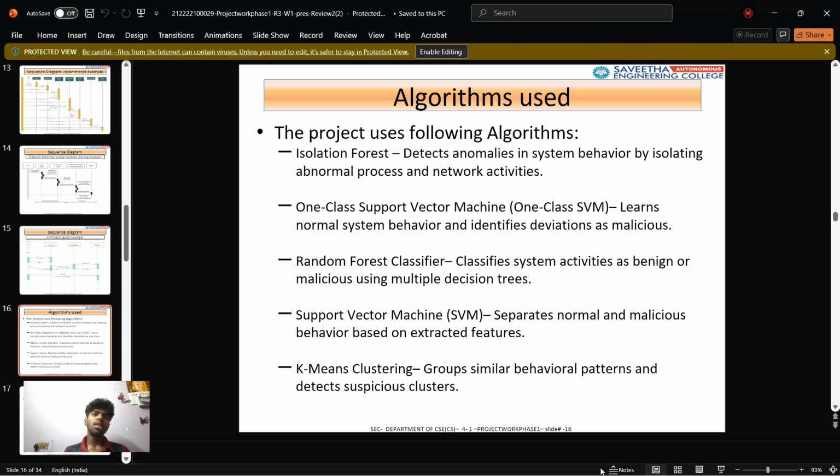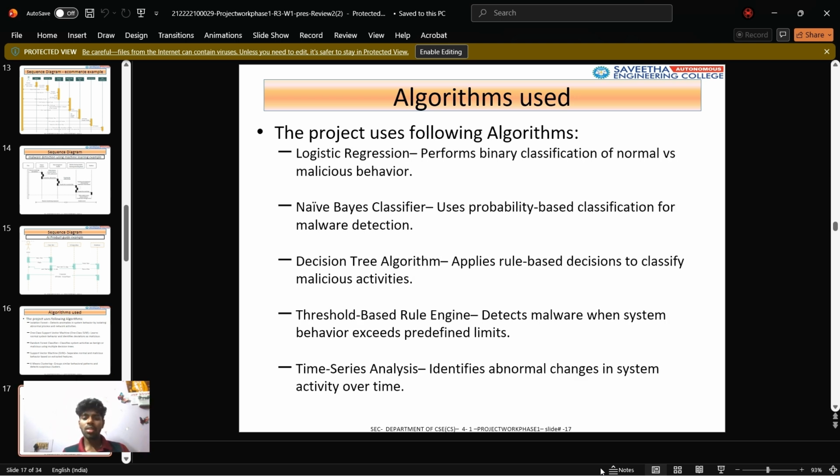Whenever the input is taken from real-time monitoring, it compares with this one. And if the compared one matches what has been framed as malicious, then it immediately triggers an alarm to the user itself. So these are the algorithms we have used in the project. And the other one is logistic regression. A Naive Bayes classifier has been used for the malware detection.